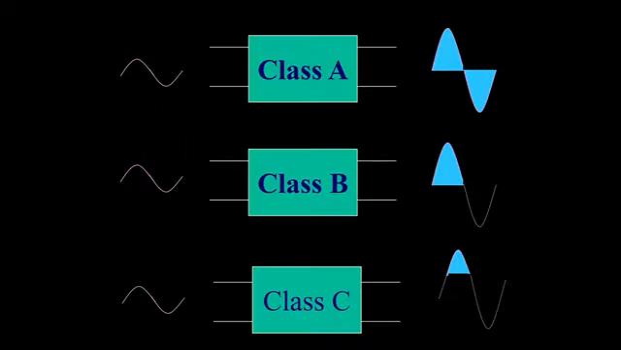So this is the class C. Finally, we have concluded with the diagram. So it's class A, class B, class C. The input sine wave we have given, the output you can see that in class A both directions it is conducting. Whereas the class B, you can see that it is conducting only for the positive half. Whereas the class C, it is conducting partially. So this is about class C.